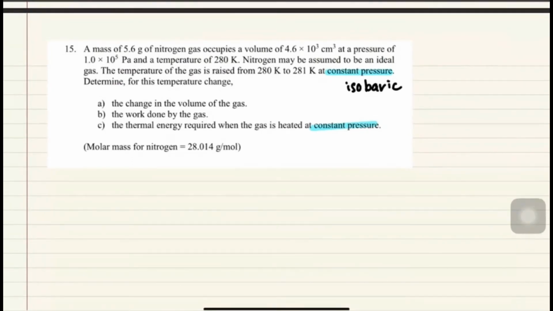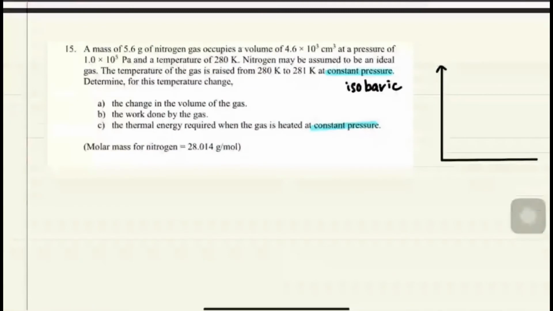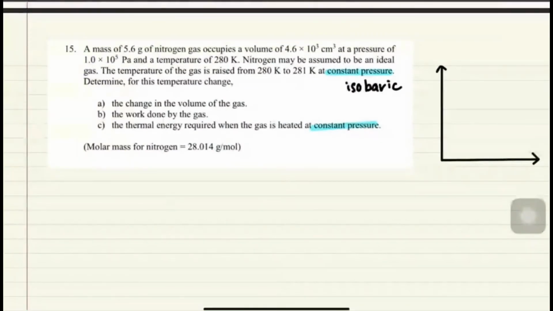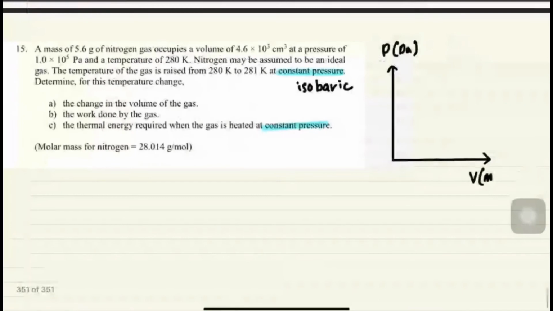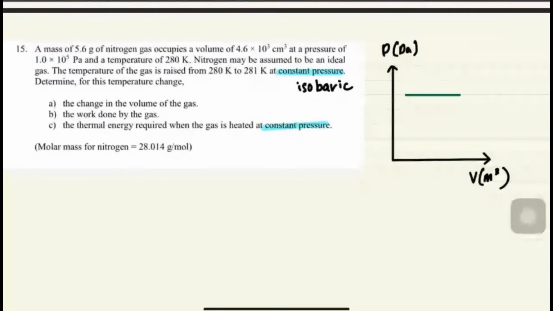So, if I have a PV graph, you will expect that you have a constant pressure. If this is my P, is my process line horizontal or vertical? Constant pressure, so horizontal. The pressure doesn't change, you have one value for pressure. So like this. To the right or to the left?